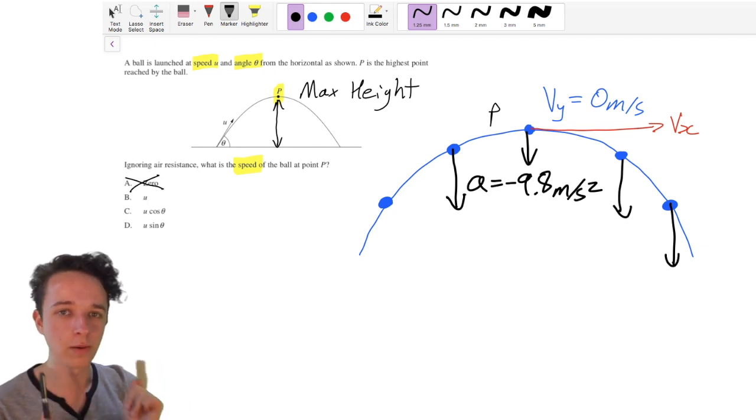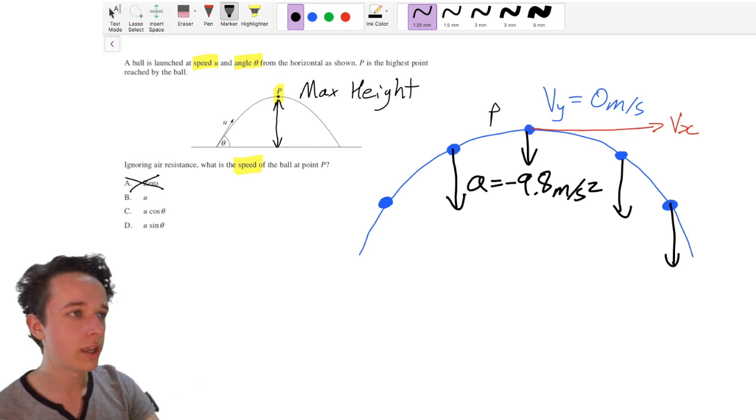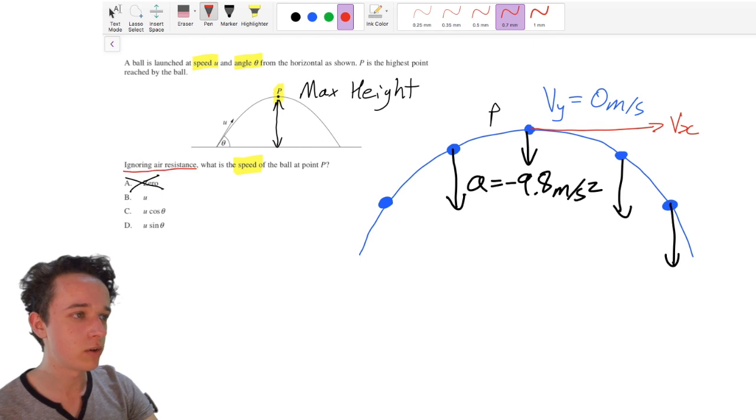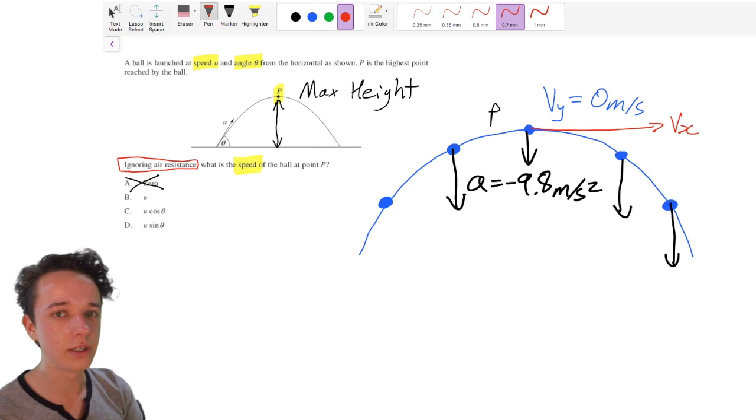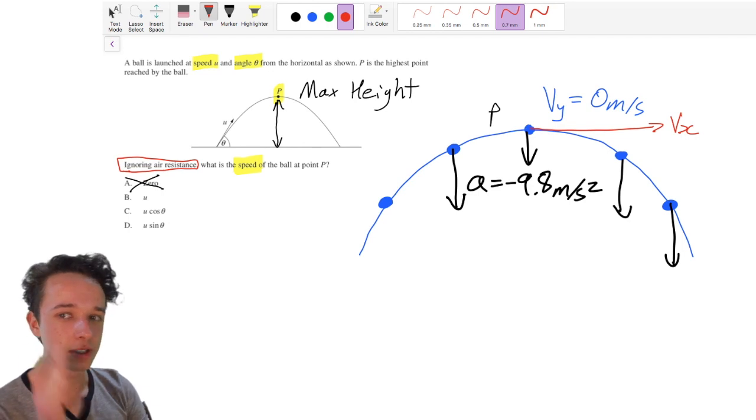But there is no acceleration in the x component of the projectile's motion because there is no force being applied to the x component of the projectile's motion. And they reiterate that in the question by saying ignoring air resistance, right? So that's another force that's commonly considered when analyzing projectiles, except not in HSC physics. So ignoring air resistance, that means that the only acceleration is in the y component.